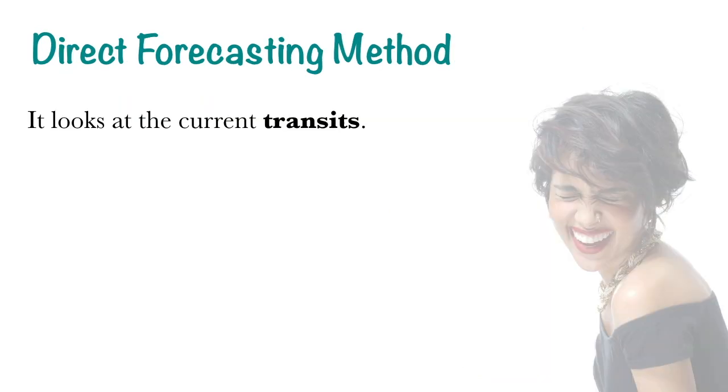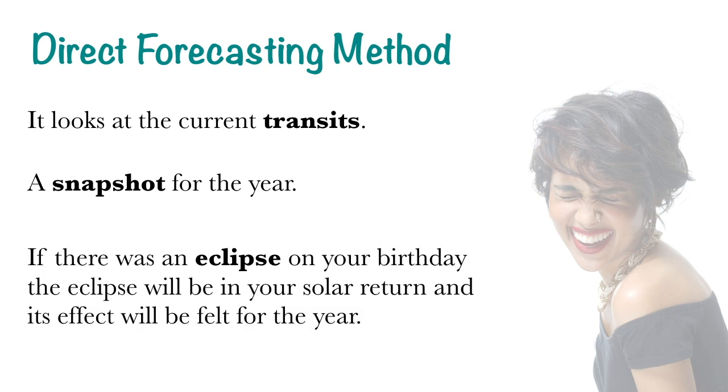Because the solar return is a direct forecasting method, it looks at current transits, and that is the actual position that the sun is in, and the other planets, but mainly the sun, each year as your birthday comes round. The direct forecasting method also captures a snapshot of the year for you at your actual birthday, and this is the chart that we use. So for instance, if there was an eclipse on your birthday, the eclipse will be built into your solar return chart and its effects will be felt for the year.